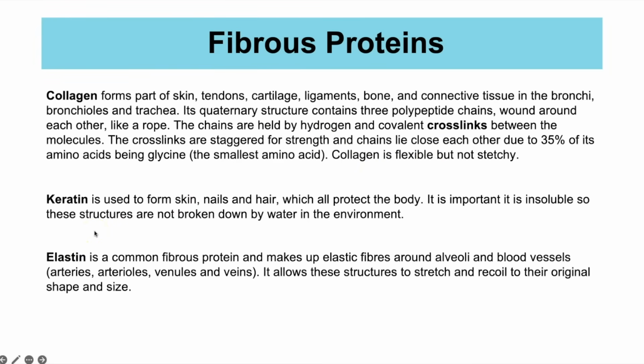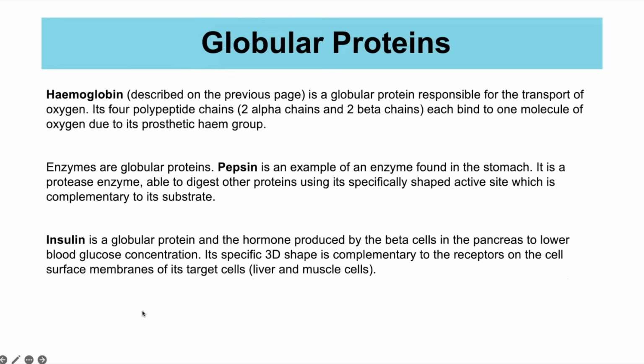Keratin is used to form hair, skin, and nails, which all protect the body. It's important that it's insoluble, so these structures are not broken down by water in the environment. Elastin is our final example, and it's a common fibrous protein and makes up the elastic fibers around the alveoli and blood vessels, for example in the walls of the arteries, arterioles, venules, and veins. It also allows these structures to stretch and recoil to their original shape and size.